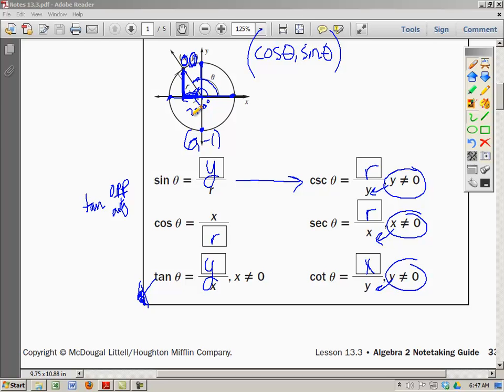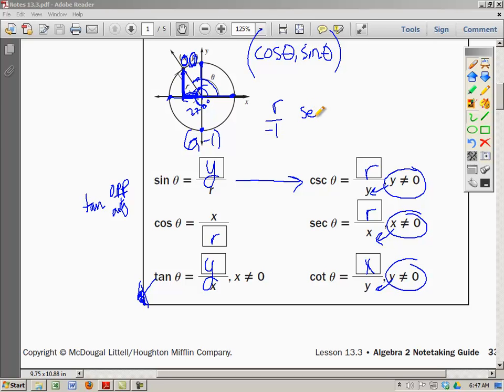And if you were trying to find, for example, the cosecant, the cosecant of a 270 degree angle would be r over y, and in this case the radius is whatever r is, and then over y, which is -1. So that wouldn't be so bad.